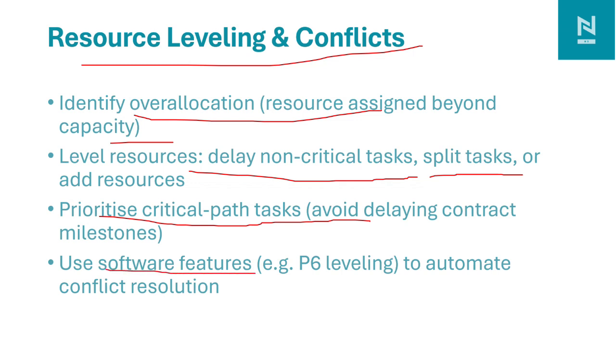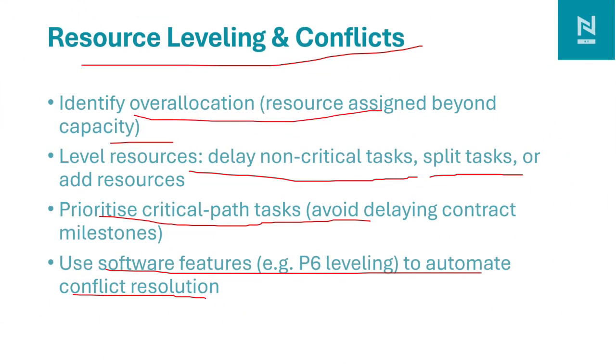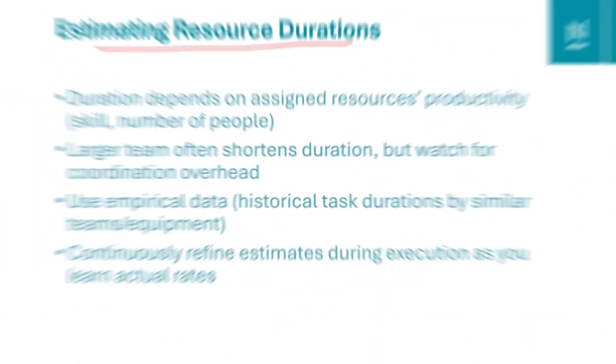For resource leveling and completion, we can use software like P6 leveling to automate the resolution. Multiple projects are linked with one resource, so with that software we can do resource leveling and not over-allocate the resource. Estimating the resource duration.